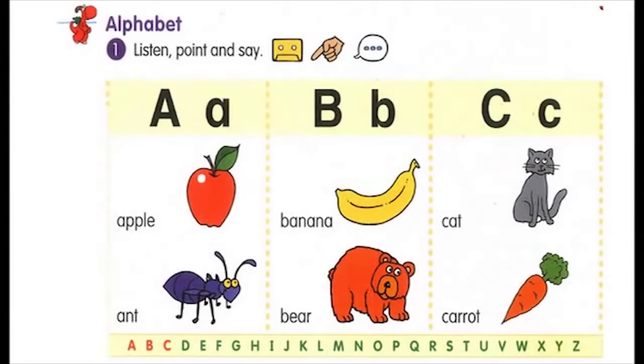Page 8. Alphabet. Number 1. Listen, point, and say. A. Apple. A. Ant. B. Banana. B. Bear.